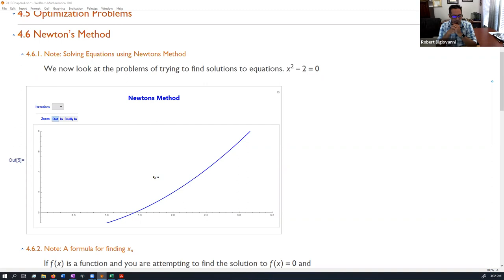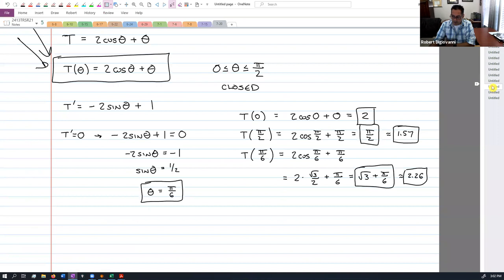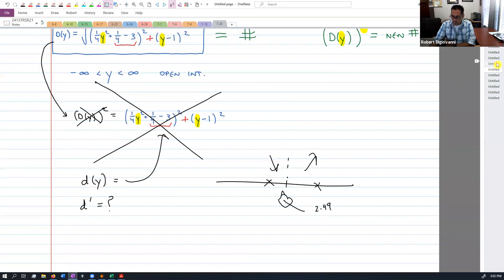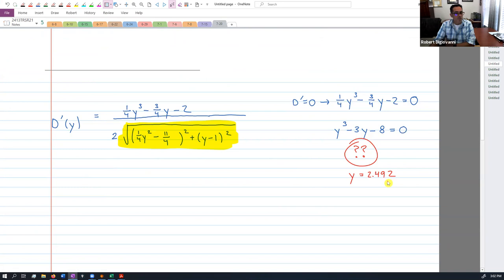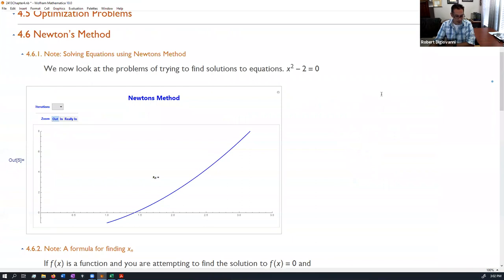This is a method that was developed by Isaac Newton to solve equations. Remember, we were working a problem a moment ago where we kind of had to wave our hands at that equation. Then we just went to the computer and it gave us an answer, 2.492. We were happy with that and moved on, right? So what happened? How did the computer get that answer? I'm going to show you. It's actually brilliant.